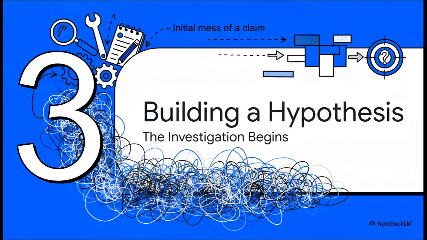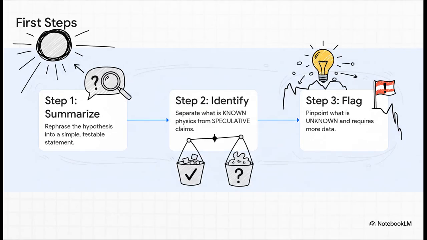Okay, with our toolkit in hand, the real investigation can begin. Our first job is to apply this framework to that initial mess and pull a clear, testable hypothesis out of the chaos. The framework starts with 3 really clear steps. First, you just rephrase the core idea into a simple statement you can actually test. Second, you sort all the little supporting claims into 2 buckets: known, as in established science, versus speculative, which is the new stuff. And third, you flag any gaps where you just don't have enough information to go on.